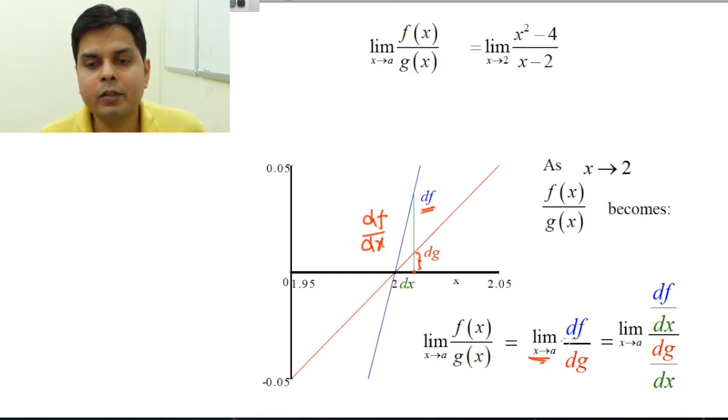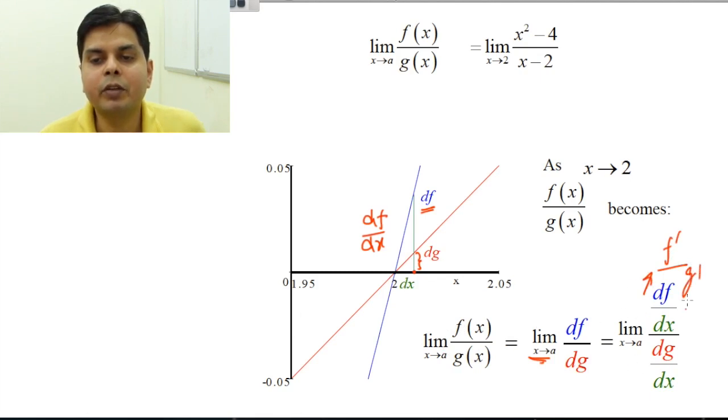So this limit as x tends to a of df by dg, I can write as limit x tends to a of (df by dx) divided by (dg by dx). Ultimately I had to find the limit x tends to a of f(x) by g(x), but if I find f prime by g prime under limit x tends to a, it will also be the same as this limit.